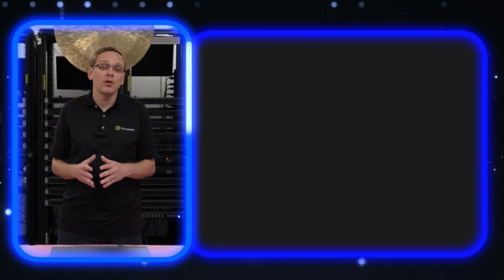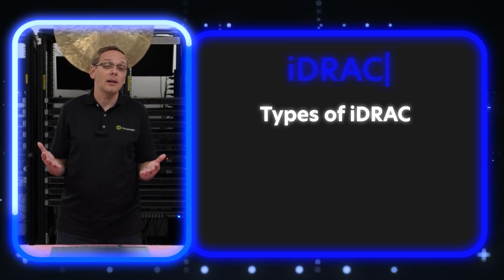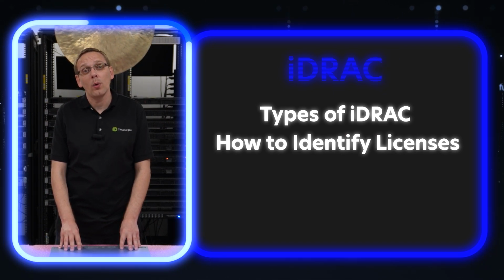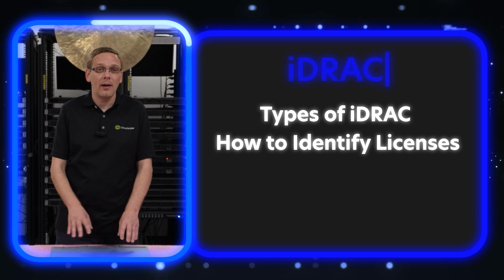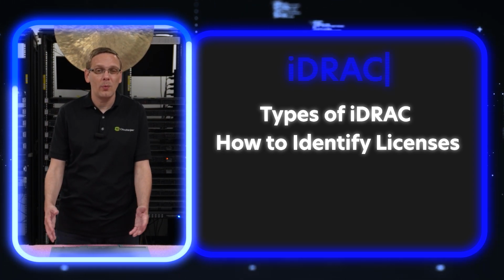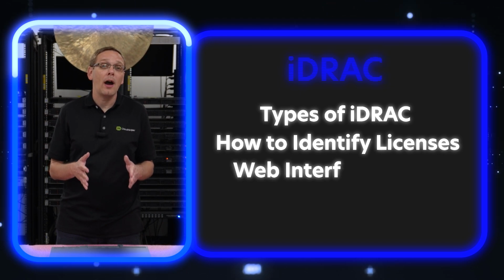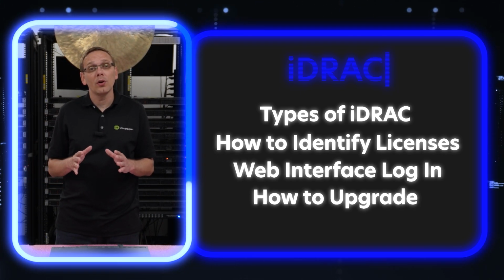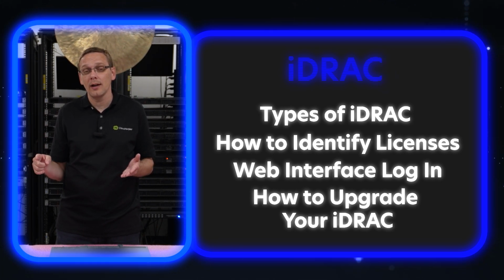So what we're going to do in this video as a whole, we're going to go over the different types of iDRAC licenses that there are. Then we're going to show you how to identify what type of license you might currently have on your server, if you're not aware and you're trying to figure out how to do something and you're like, well, what iDRAC do I even have? Well, we'll show you how to figure that out. Then we're going to show you how to log into the web interface for iDRAC. Then we're going to give you step-by-step instructions on upgrading your license. So let's just hop into all the good stuff.